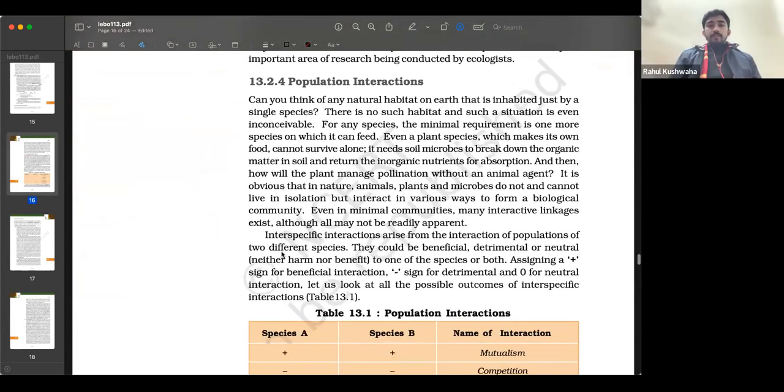So now finally we have to talk about population interactions. Now what is population interaction? Because we are talking about ecosystems, right? We are talking about this ecology. So no population lives in isolation, correct? No organism lives in complete isolation. You cannot survive. So there has to be interactions between different species or different populations.